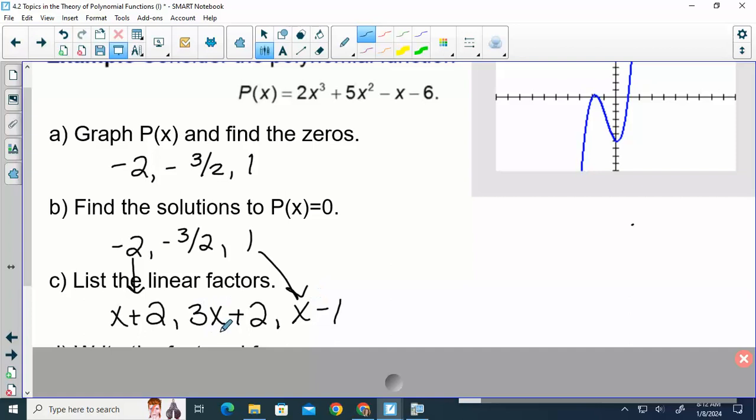The fraction, let's look at that. Did we write that one correctly? Oh, wait. Yeah. You could think of it if you do x plus 3 halves, and then we want to get rid of the fraction. So if you multiply by 2, it should be 2x plus 3. We just flip those.